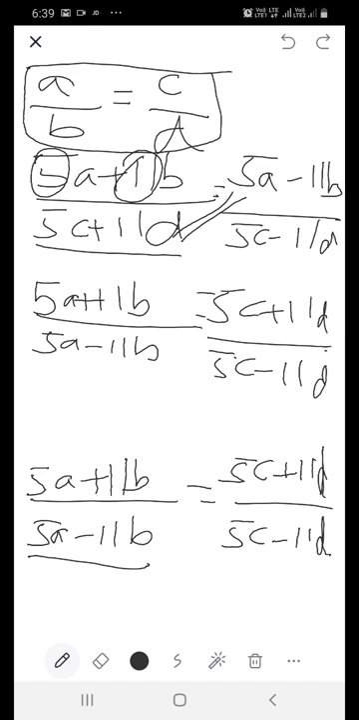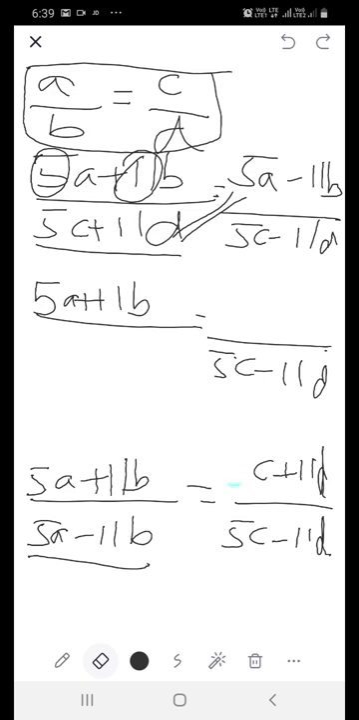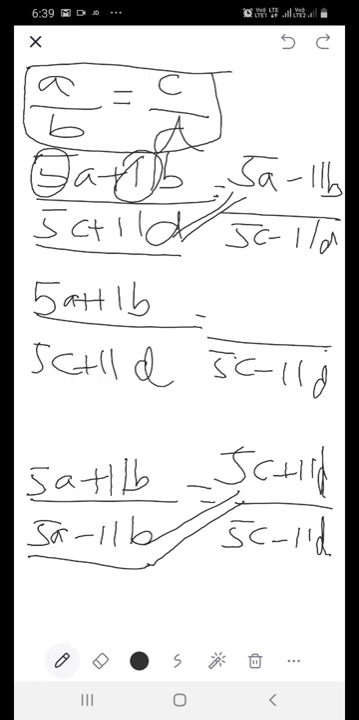Sorry, these are to be changed. I am using alternando. I am going to take this 5c plus 11d here. These two have to be changed. I am bringing it here. And 5a minus 11b, I'll take it that side. It will become 5c plus 11d, and 5a minus 11b will go to the right.